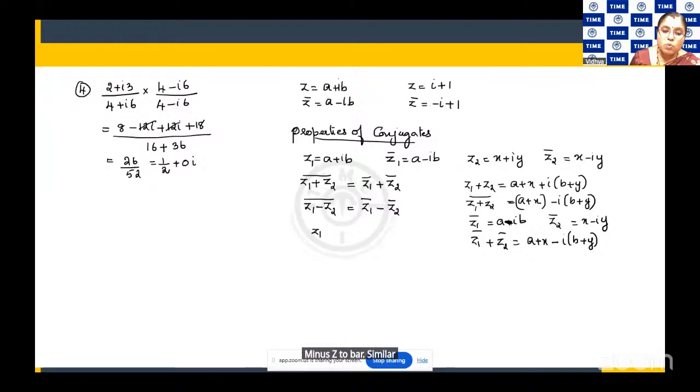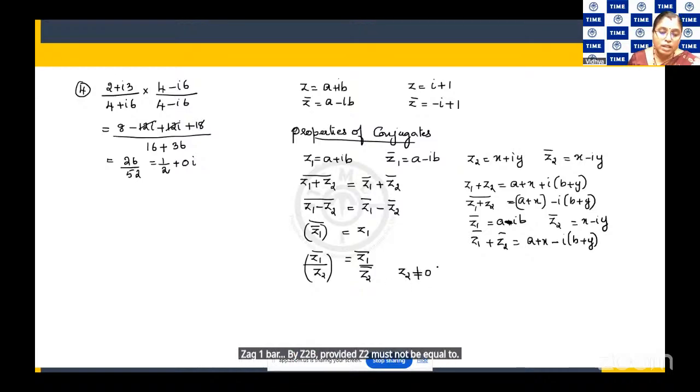Similarly, Z1 bar, the whole bar, is Z1 itself. Now, Z1 by Z2, the whole bar, is Z1 bar by Z2 bar, provided Z2 must not be equal to 0. It must not be any 0 complex number. Okay, so then only we can find this. I hope it's clear. Now, there is something called polar form.